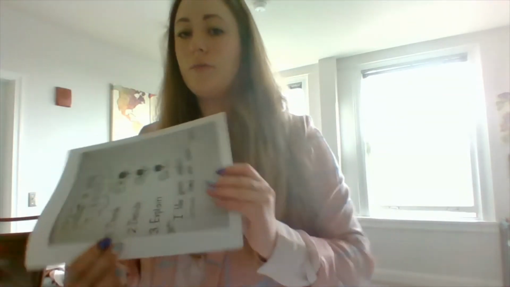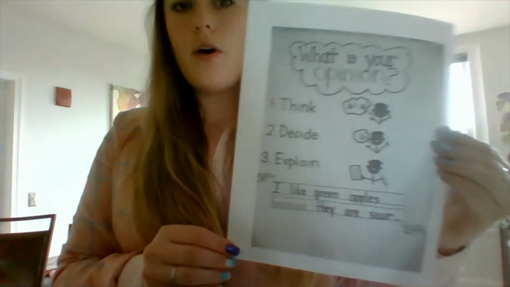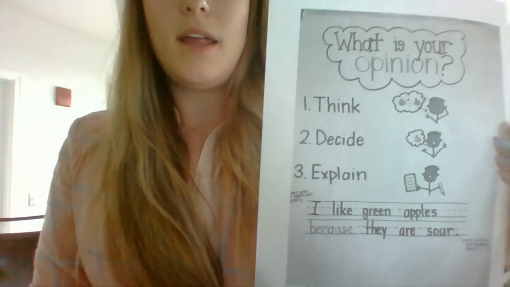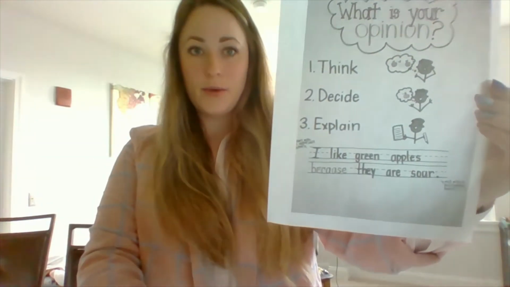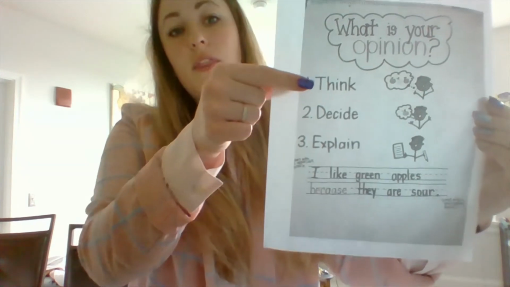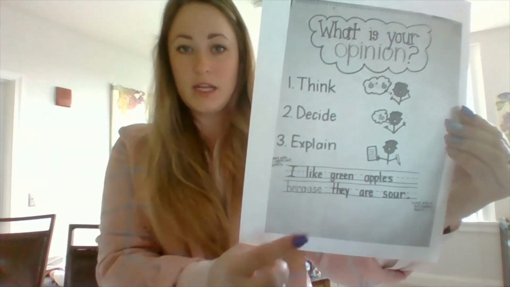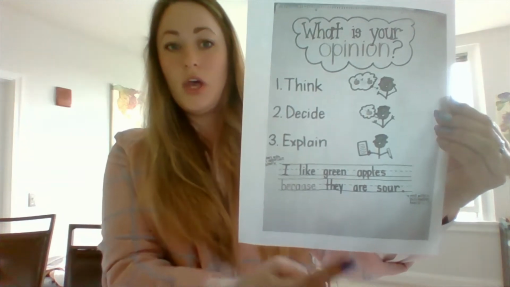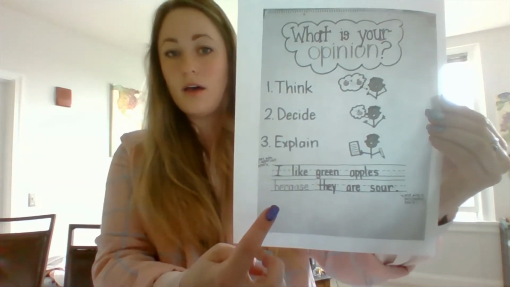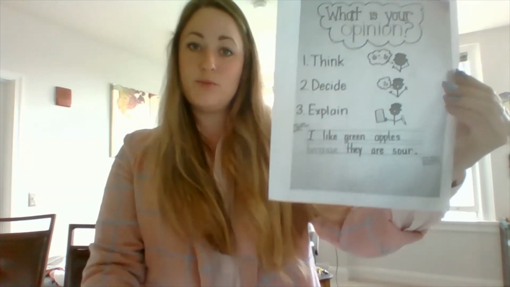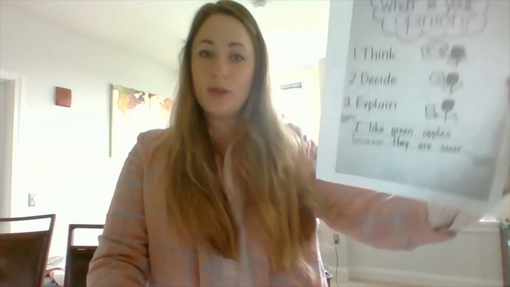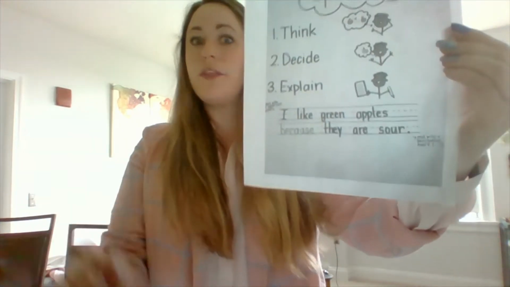As a quick review from yesterday, when you are talking about your opinion, it's what you believe or what you think, okay? So the first thing we do is we think about it, we decide what our opinion is, and then we explain it. So the example here was, I like green apples because they are sour. We gave an explanation of why we liked green apples, maybe more than grapes.